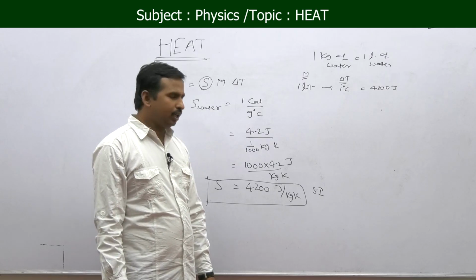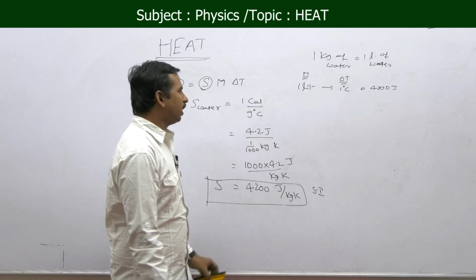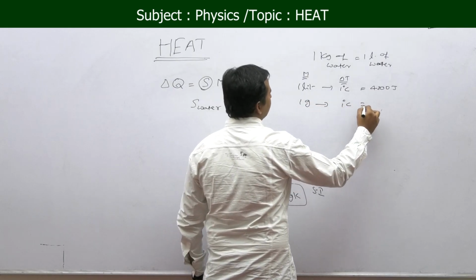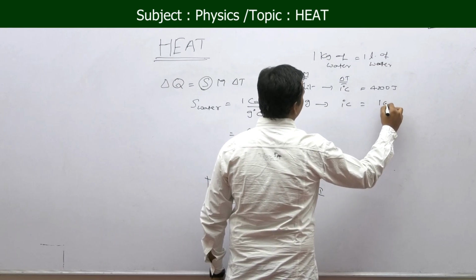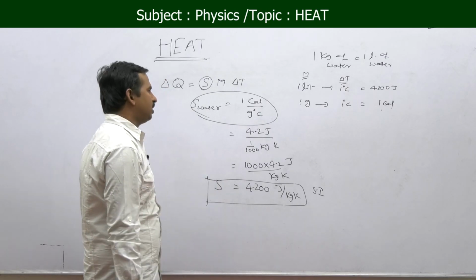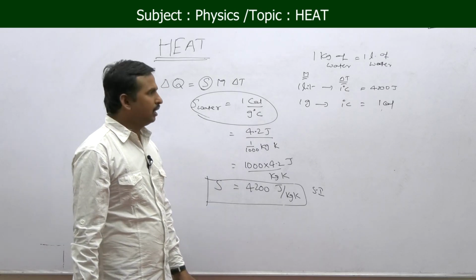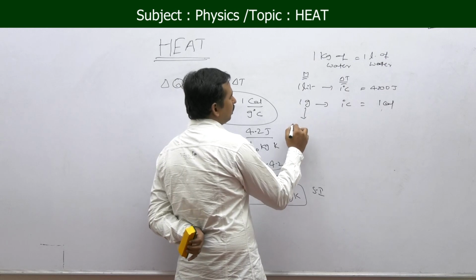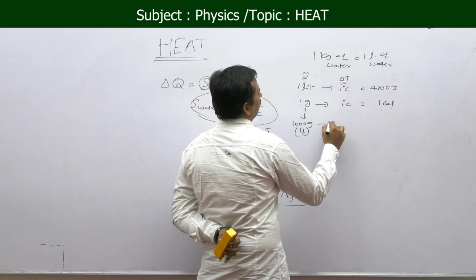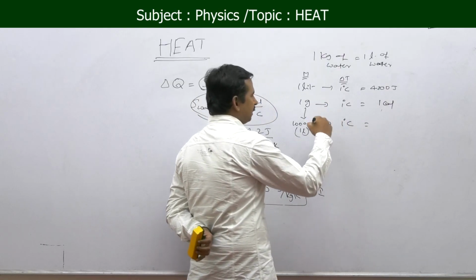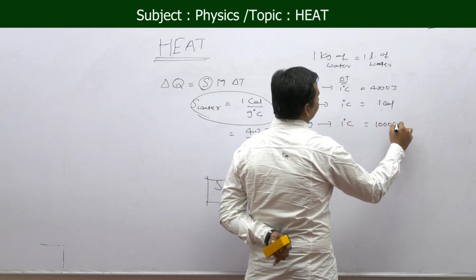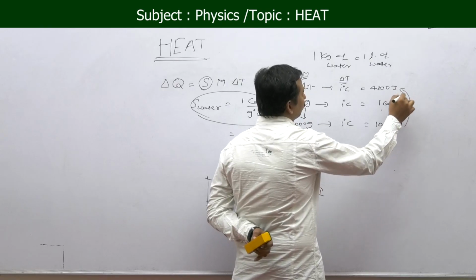4200 joules. Okay. If you are taking 1 gram for the same 1 degree Celsius, then the required amount of heat energy is 1 calorie, because the specific heat capacity in CGS is 1 calorie per gram degree Celsius. Then if you are raising 1000 grams, which is 1 liter, by 1 degree Celsius, then the amount of heat energy required is 1000 calories, which is equal to 4200 joules.